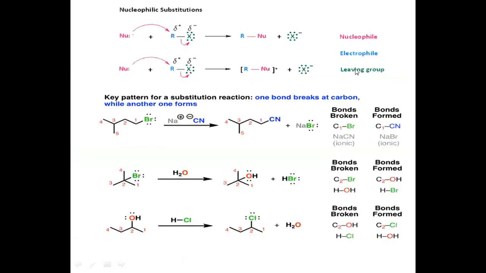So these are, again, various ways by which you can represent nucleophilic substitution reactions. Everywhere we can see that X will be replaced by a nucleophile. A nucleophile can be neutral and electron rich, or it can be negatively charged. And since X is leaving the substrate, we call it a leaving group. So these are the various examples of nucleophilic substitution reactions.